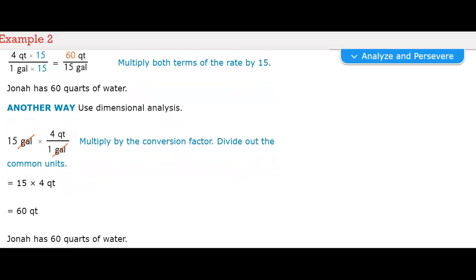Another way is to use dimensional analysis. So you have the 15 gallons multiplied by the conversion rate, which is 4 quarts to 1 gallon, and then you multiply by that conversion factor. So that's why we're multiplying the 15 times the 4 to 1. And then you divide out the common units, and you're left with just 15 times 4. And that equals 60 quarts. So Jonah has 60 quarts of water.